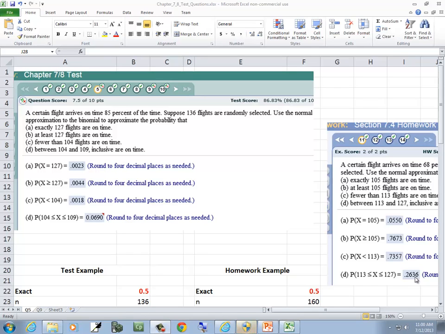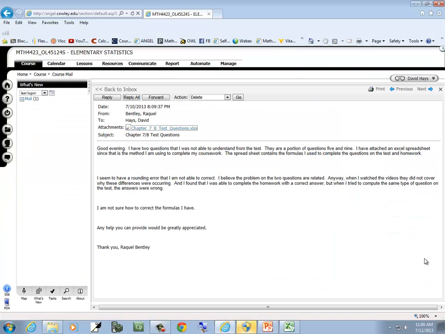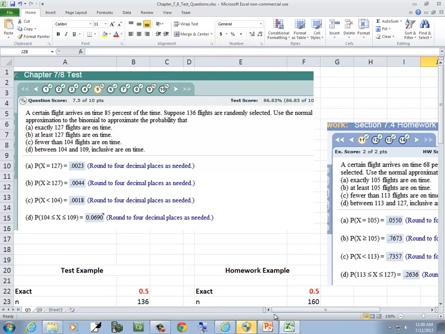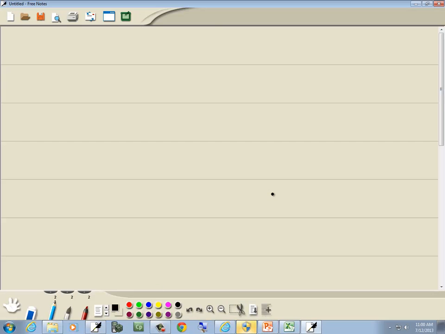Let's take a look at this first problem here. As soon as I find my pen, there it is. Okay, I guess I need to bring up the tablet. There we go.